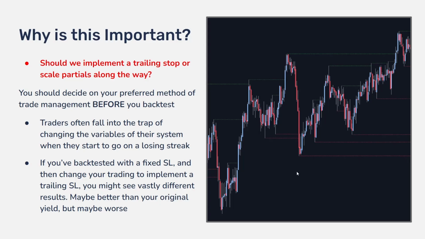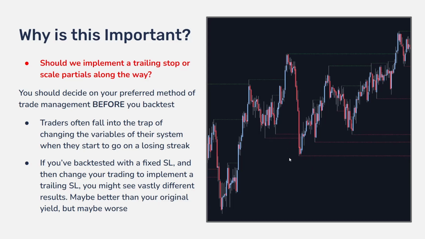But the problem is, if you've done all this backtesting with a fixed stop loss, and then somewhere down the line you change your trading to utilize only a trailing stop loss, then you should expect to see much different results, because that's not what you accounted for in your testing. And maybe it'll be better than you expected, but maybe it'll be worse. But the point is that you don't know if you haven't tested for it.